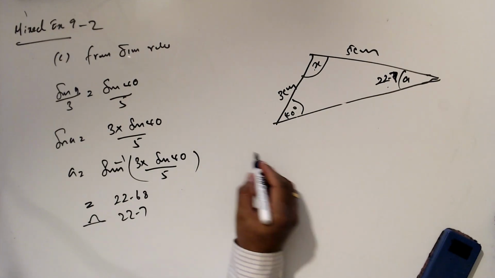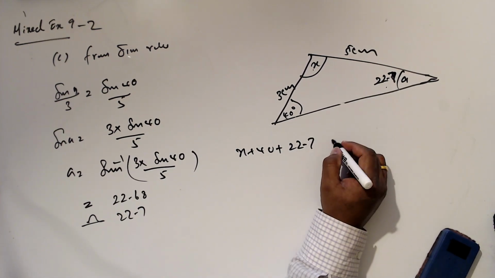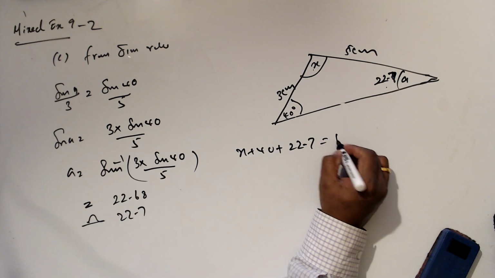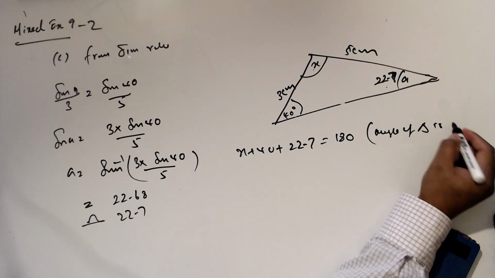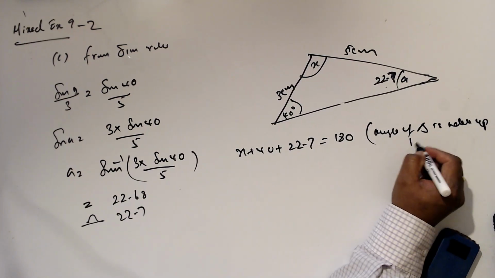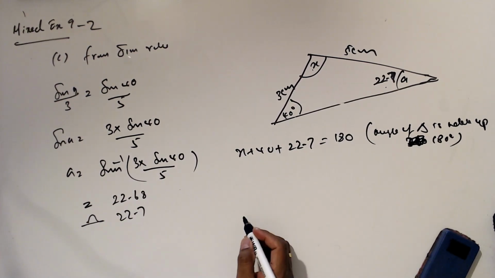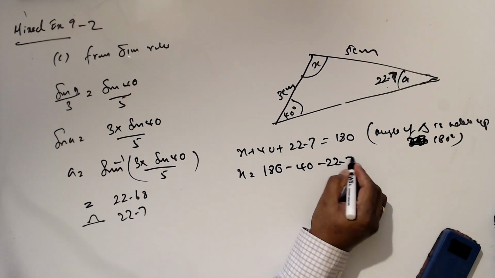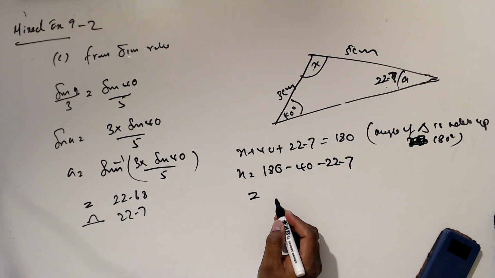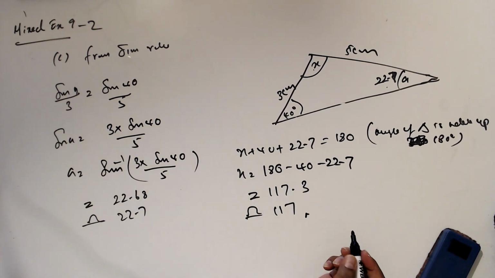So x plus 40 plus 22.7 is equal to 180. Angles of a triangle add up to 180. x is 180 minus 40 minus 22.7. Answer is 117.3, so to 3 significant figures, 117. So this is 117.